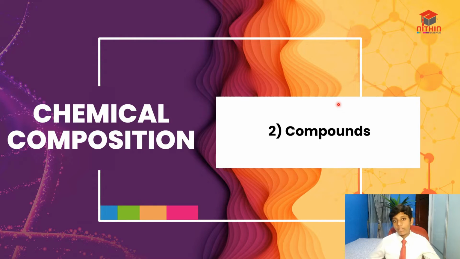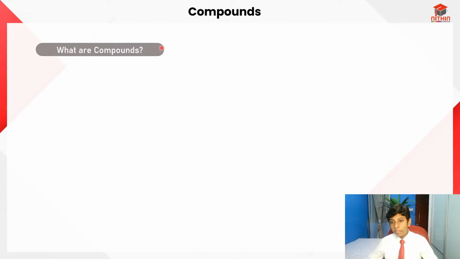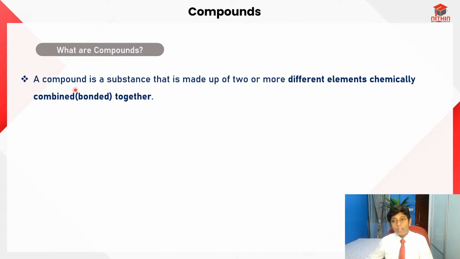For the second segment of this video, I'll be moving on to compounds. So let's take a look at what compounds are. A compound is a substance that is made up of two or more different elements chemically combined together. Chemically combined means chemically bonded together. So this is what a compound means.